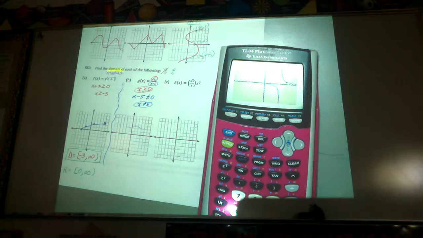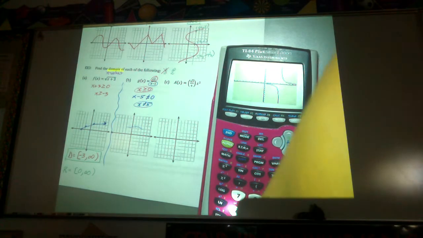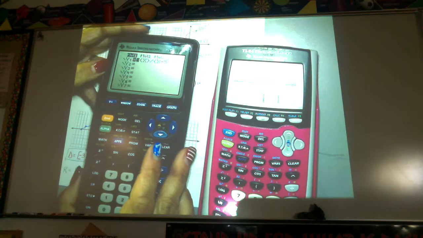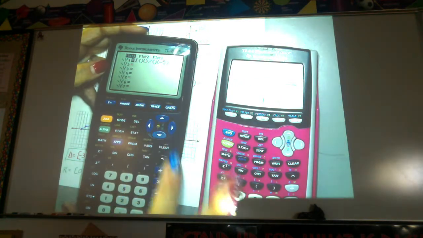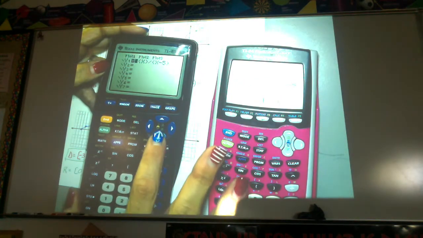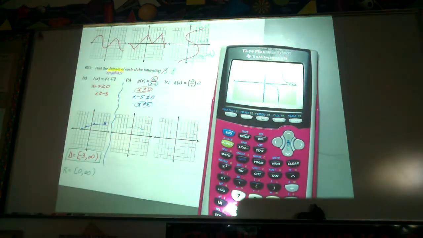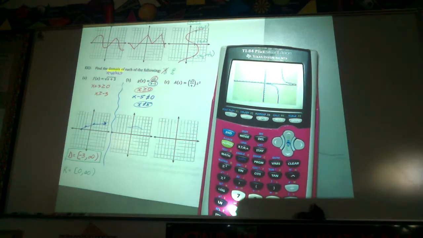So if it doesn't graph, it's because your stats plots are on, right? And so if we go up here and hit enter, we'll turn that off, and then we'll graph it. There you go. And yours is doing that asymptote thing too. All right, so we good? Are you good? Okay, everybody good?